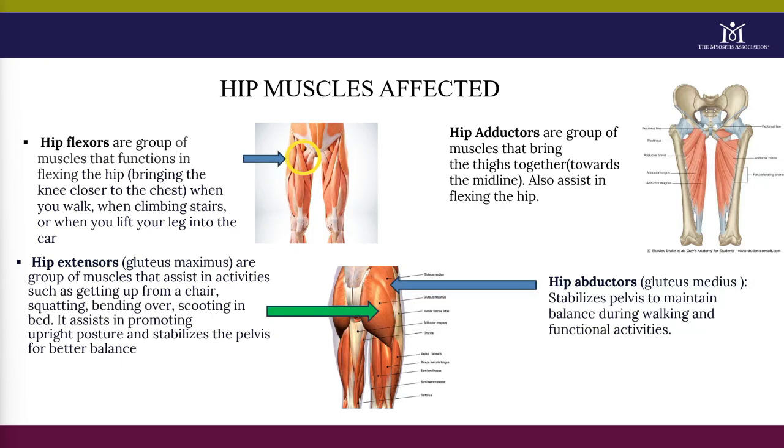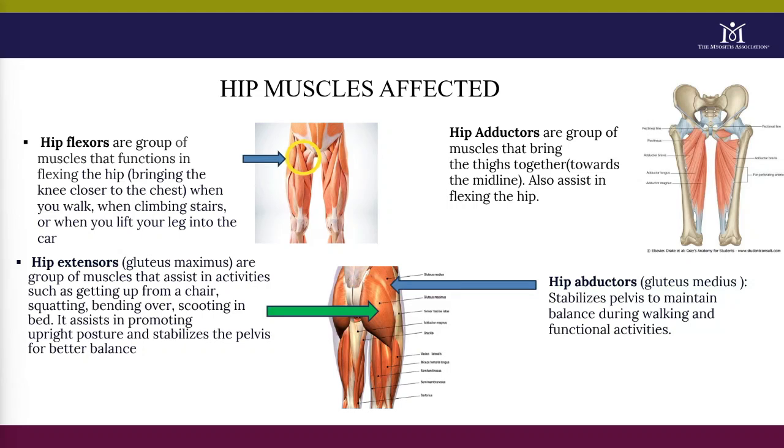So I'm just going to give you a quick anatomy of what myositis really targets. These are the hip muscles affected in myositis. Myositis affects the hip flexors, the hip extensors, hip abductors, and the hip adductors. So when your therapists tell you this muscle, that's where it's located.